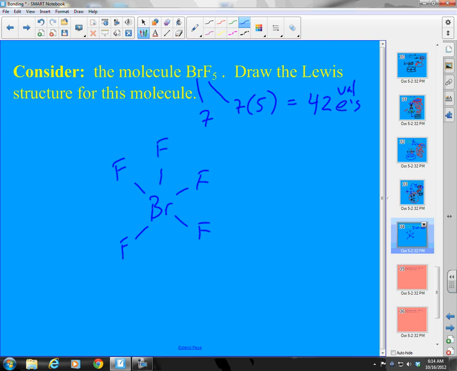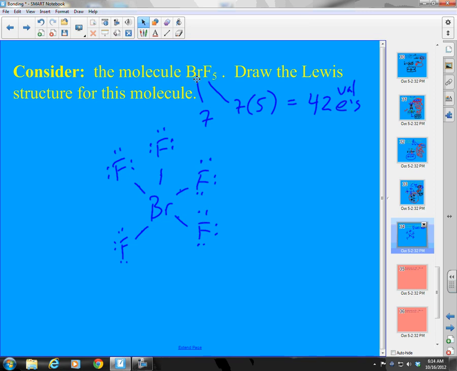We want to complete octets. 1, 2, 3, 4, 5, 6, 7, 8 for each fluorine. Bromine already has what? 2, 4, 6, 8, 10. So bromine already has more than 8.